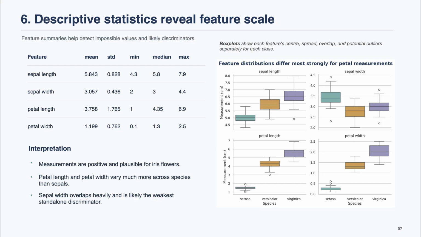Descriptive statistics help us understand feature ranges, scale, and possible discriminating power. The sepal measurements have smaller variation, while petal length and petal width show much larger spread across the dataset. This is an early signal that petal measurements may be more useful for separating species.